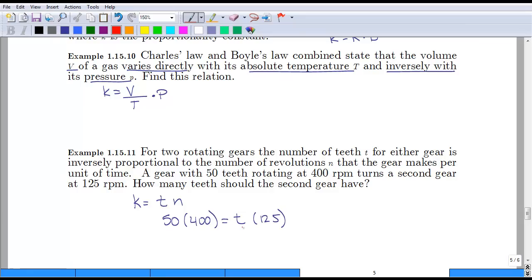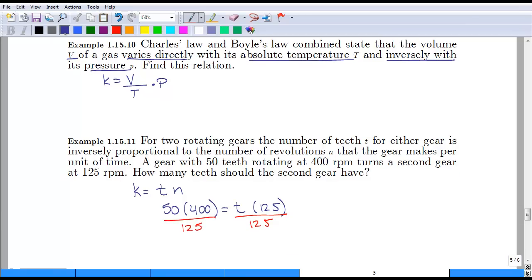So again, this is different than the proportions in the sense that we have products here instead of fractions. So we've essentially jumped to the stage where we can just divide by our coefficient. And so T ends up being 160, and again our units in this case are teeth. So this makes sense. We need a gear that's bigger that will turn slower to get the 125 RPM.